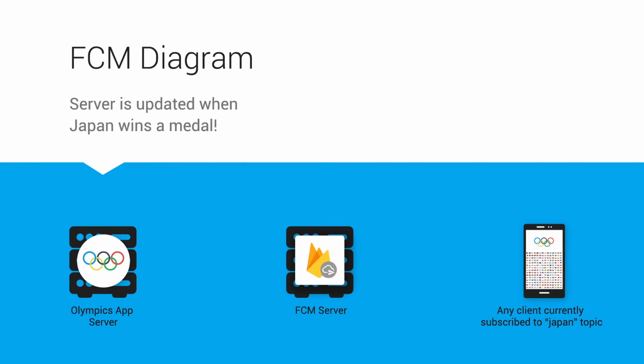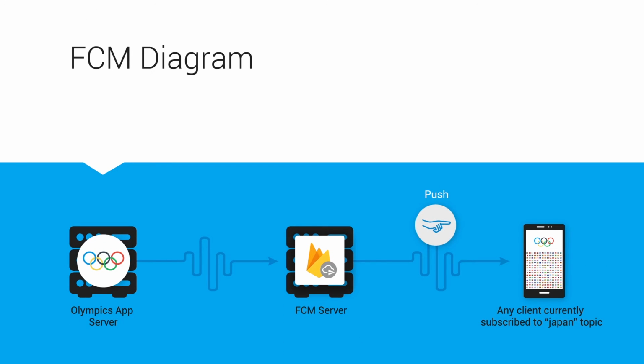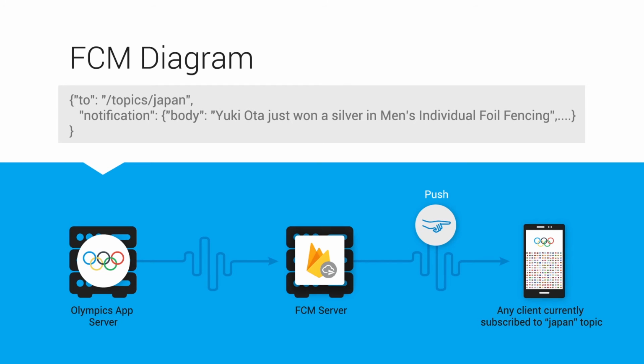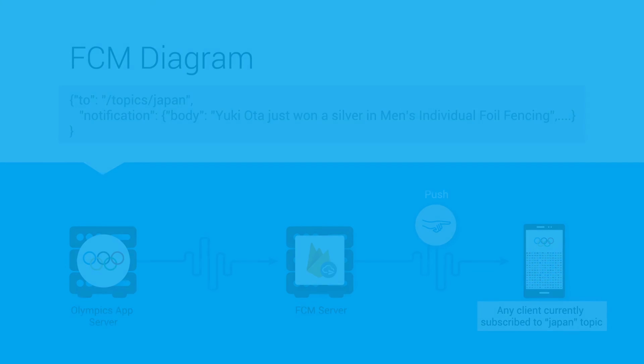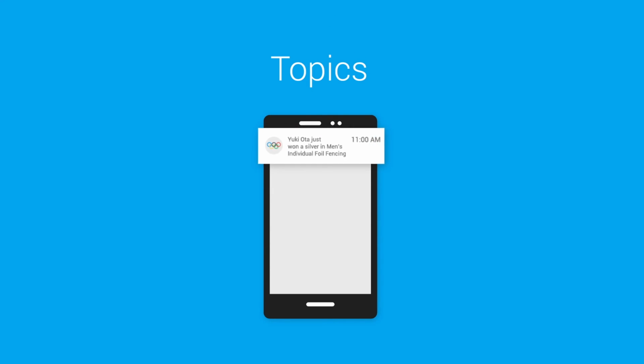Then, when the country wins a medal, your app server will send a message to FCM. Note that instead of having the device registration ID token, you put topics and then the topic, in this example, Japan. This would then send the associated data or notification message to all client devices that are registered to the Japan topic. In this case, the FCM message is a notification message, so a notification like this would be shown.